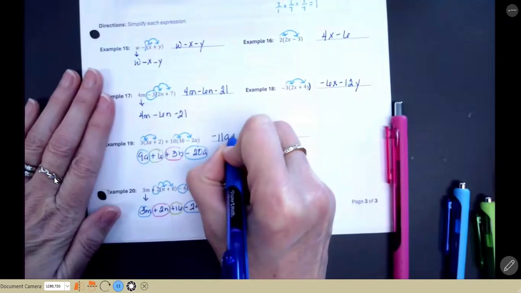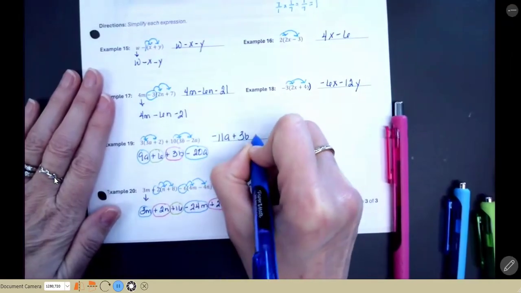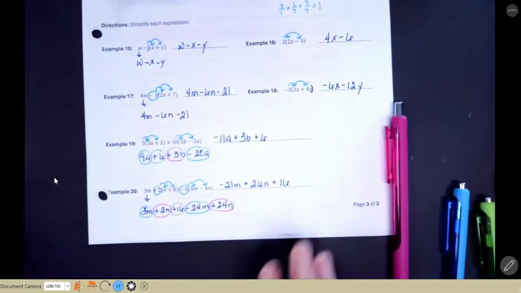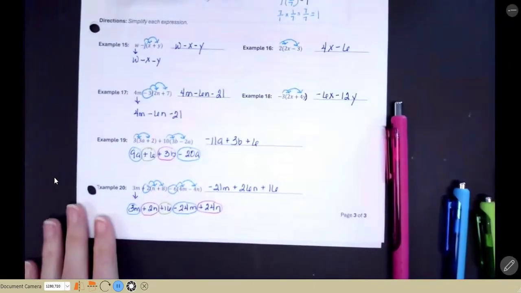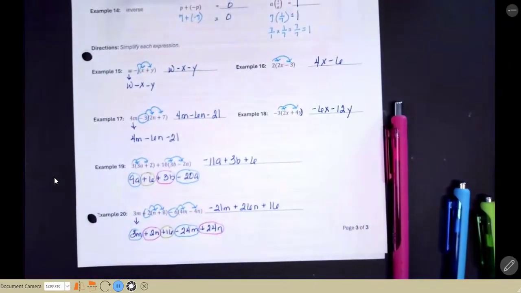Okay. So go ahead and check your answer for number 19, and that concludes lesson 1.5, properties of real numbers.